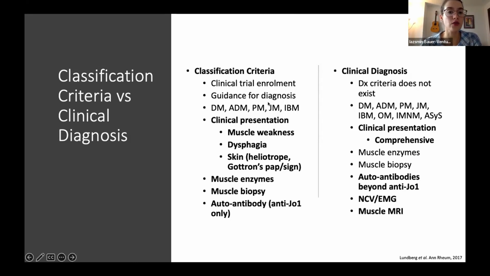So the last classification criteria we had is from 2017, and it has been limited to the diagnosis of dermatomyositis, amyopathic dermatomyositis, polymyositis, juvenile myositis, and IBM, whereas, again, we have talked about other types of myositis as well: the overlap syndromes, immune-mediated necrotizing myopathy, antisynthetase. The classification criteria nowadays is very restricted to specific clinical manifestations, muscle enzymes, and muscle biopsy findings. The only antibody of all we have reviewed so far that is included in that classification criteria is anti-Jo antibody. Whereas for the clinical diagnosis, again, we have a variety of antibodies that can help us. Nerve conduction studies, EMGs, and muscle MRIs can also aid the diagnosis.